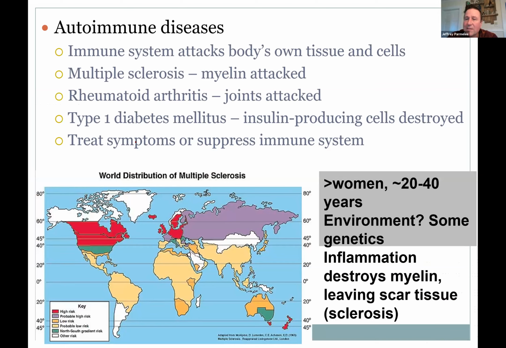Again, autoimmune disease, you attack yourself. I talked about MS. You should know multiple sclerosis is when you attack your own myelin on your axons, and so not good. Talked about that.